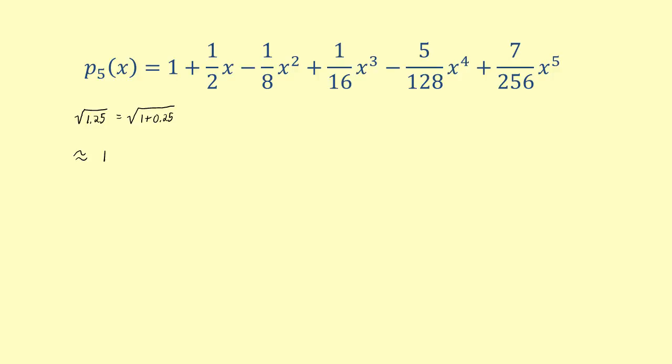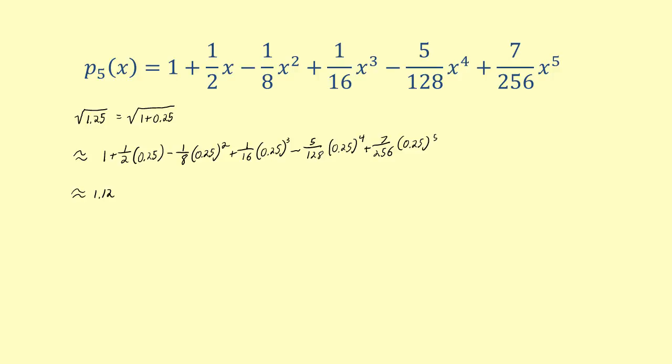So this is approximately equal to 1 plus 1/2 times 0.25 minus 1/8 times 0.25 squared plus 1/16 times 0.25 cubed minus 5/128 times 0.25 to the fourth plus 7/256 times 0.25 to the fifth. After doing the calculations, this is approximately equal to 1.12. So our estimated value for the square root of 1.25 using the fifth order Maclaurin polynomial is 1.12.